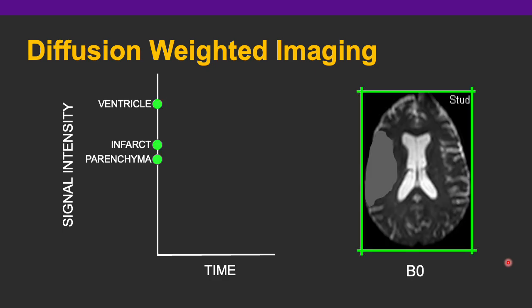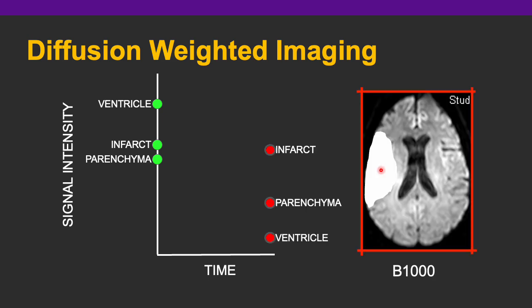On this image, the CSF in the ventricle has a very high signal, the parenchyma has some lower signal, and then the region of the infarct has intermediate signal intensity. We then expose the brain to magnetic field gradients in multiple directions that rapidly change. The more freely protons are able to move, the more rapidly their signal drops in the setting of these gradients. After a certain amount of time, we acquire a second image, which we call the B1000 image.